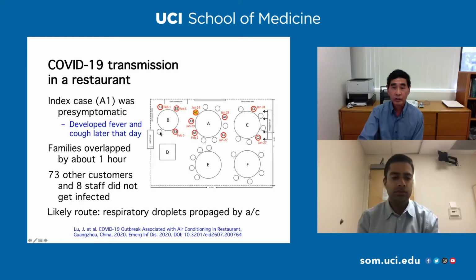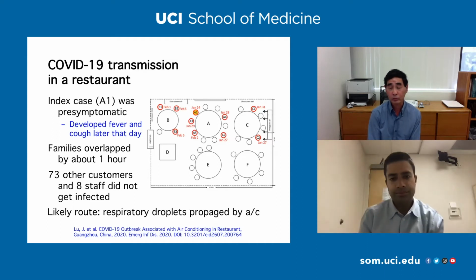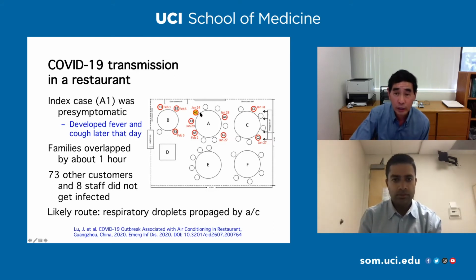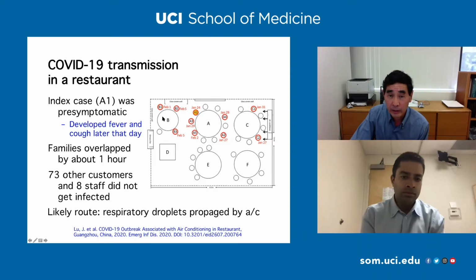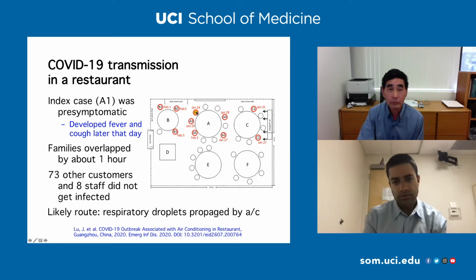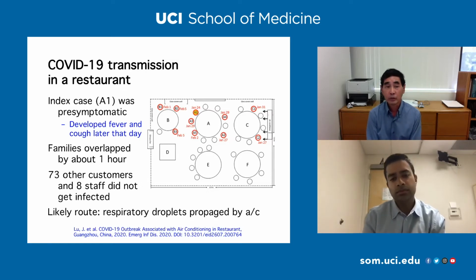And then here's an interesting case of a restaurant in China where they were able to do contact tracing, meaning they were able to trace every individual who made contact with the index case, a person who was infected, to look at the mode of transmission. So this was early on, January 24th. This was a family who traveled from Wuhan to another city in China, and these are the tables in the restaurant. And at table A, the case called A1 was someone who at the time didn't have symptoms, but she developed symptoms later that day. She started having fever and cough later that day.